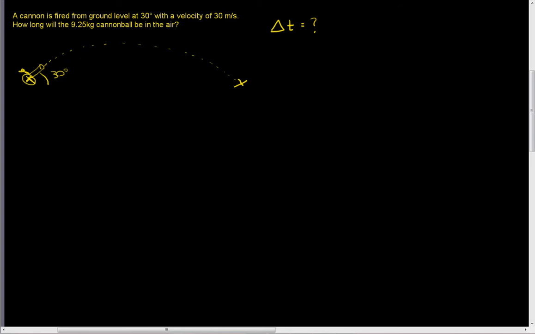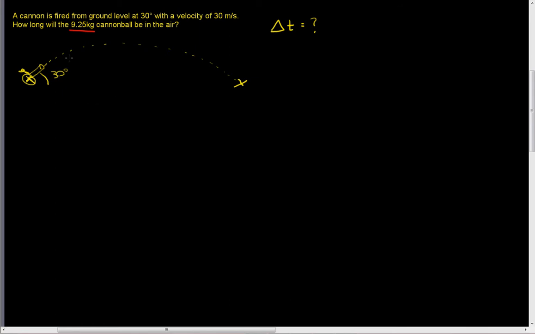So, what we want to know, we do not really care for the 9.25 kilogram. This can be neglected because if we were calculating the force of the cannonball when it hits the ground, then we would actually need the mass of the cannonball. Sorry, not weight. Weight and mass are completely different.